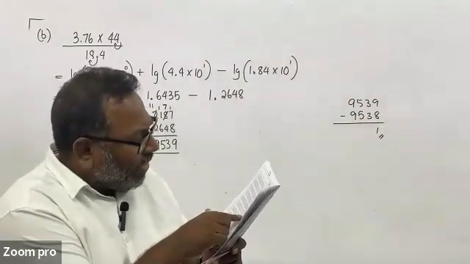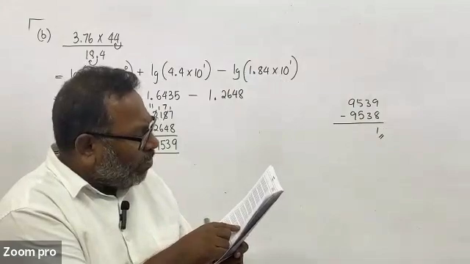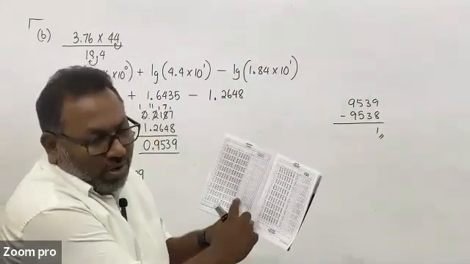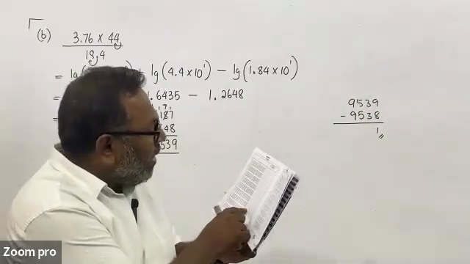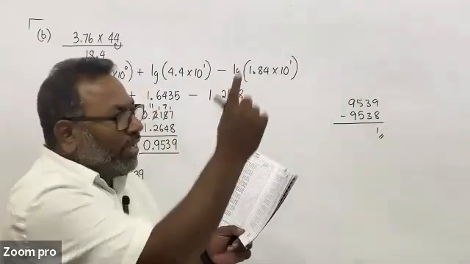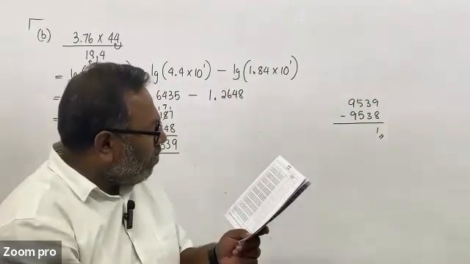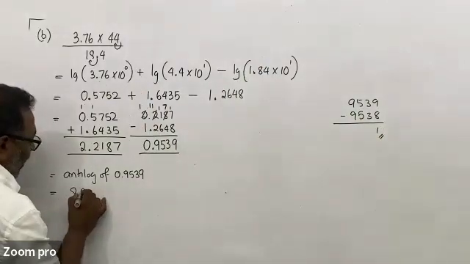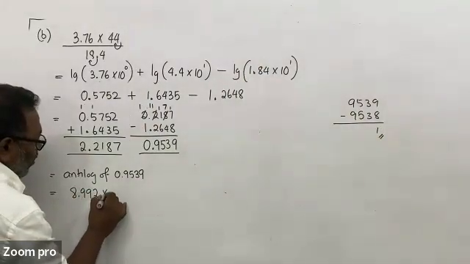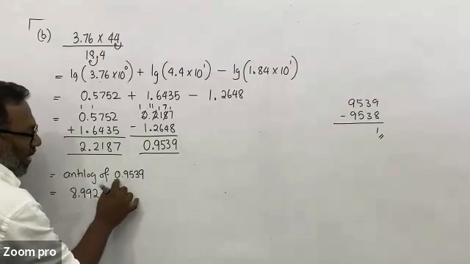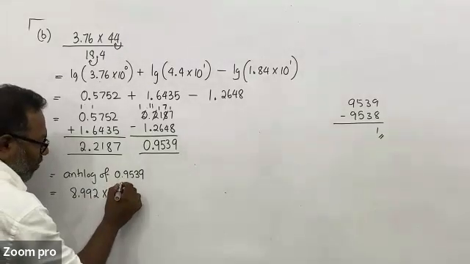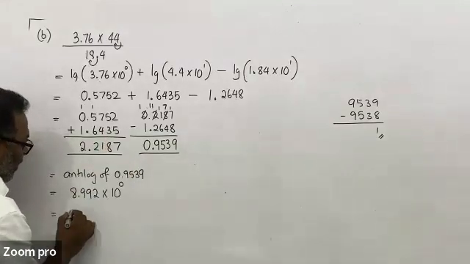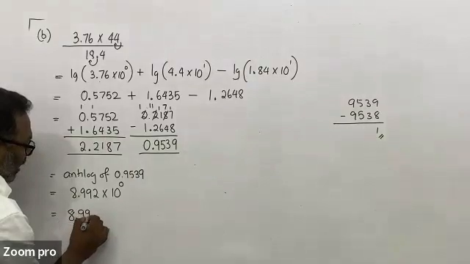Okay, so look for 9538, that is 8.99. Then go to the third column and look for 1, and under 1 if you go up you'll get 2, so 8.992. 8.992 into 10 to the power, here your characteristic is 0. So 10 to the power 0 means 1. So your answer is 8.992.